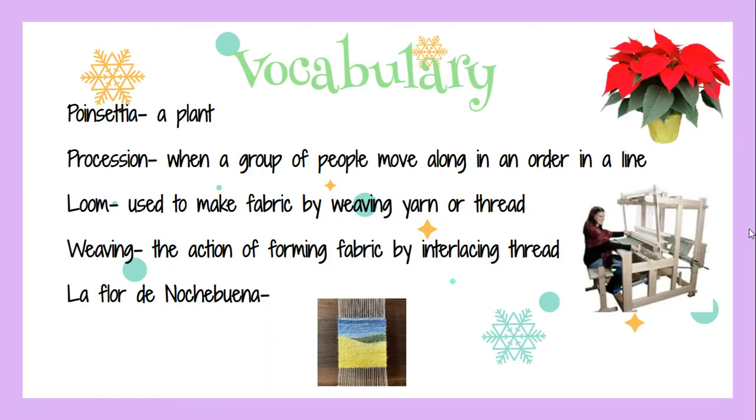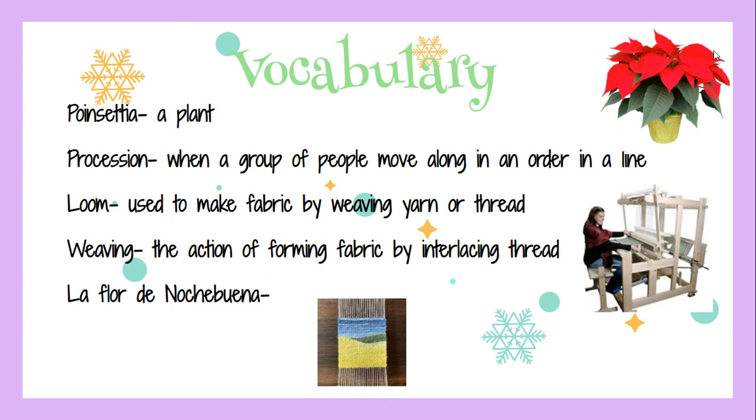Before we get to our story, let's go over some vocabulary that's going to be helpful for us today. The first one is poinsettia, and this is a type of plant that you typically see around this time of year. And if you're not sure what it looks like, there's a picture right here. The next is procession. And this is when a group of people move along in an order or in a line.